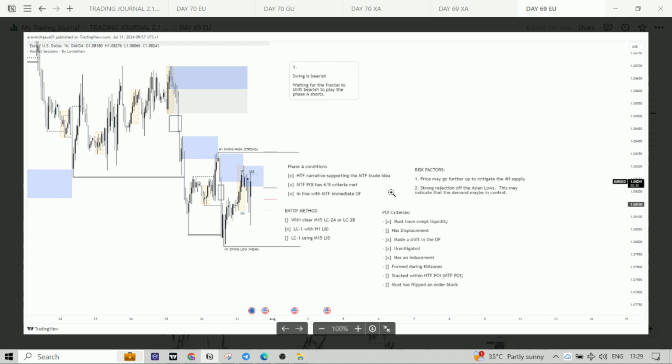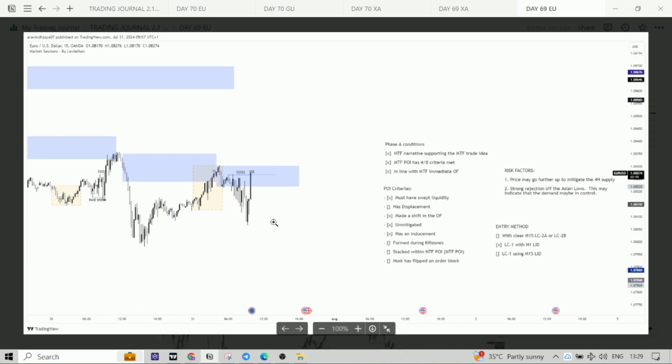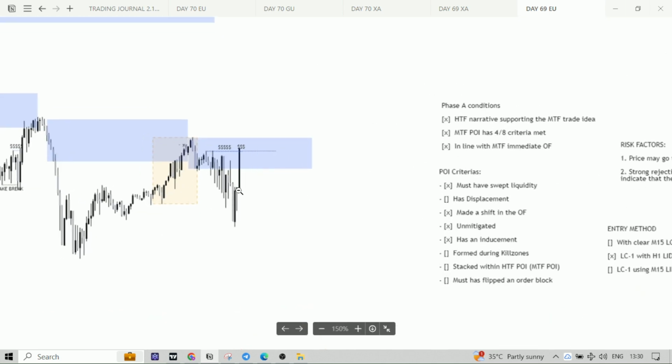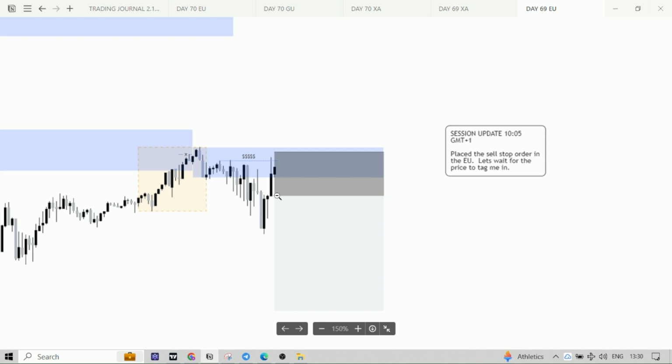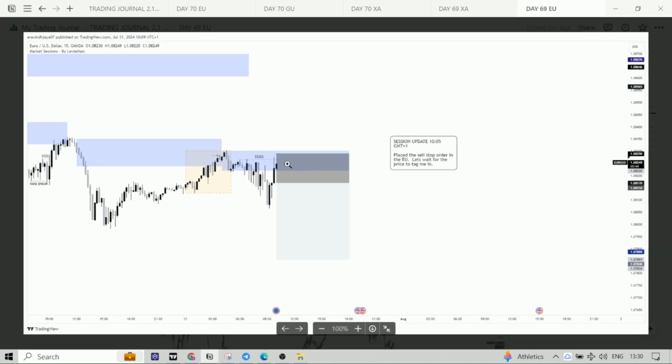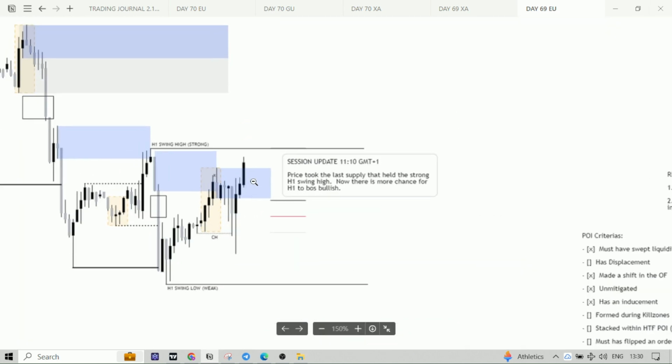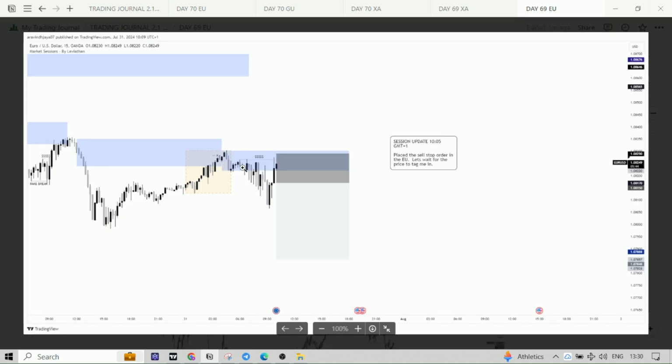So this is what it looks like. If I jump into the M15, the price took this liquidity, I set my stop order here and stop loss just above, and waited for the price to tag me in. This is how my order looks like: stop order below, and stop loss order just one pip above. But the next candle took out this high and also invalidated the POI. So there was no trade and I didn't get tagged in.